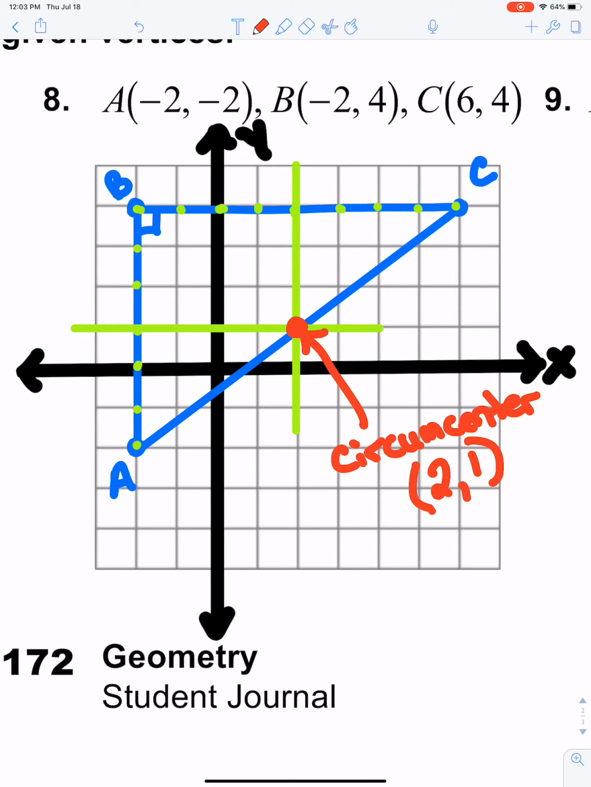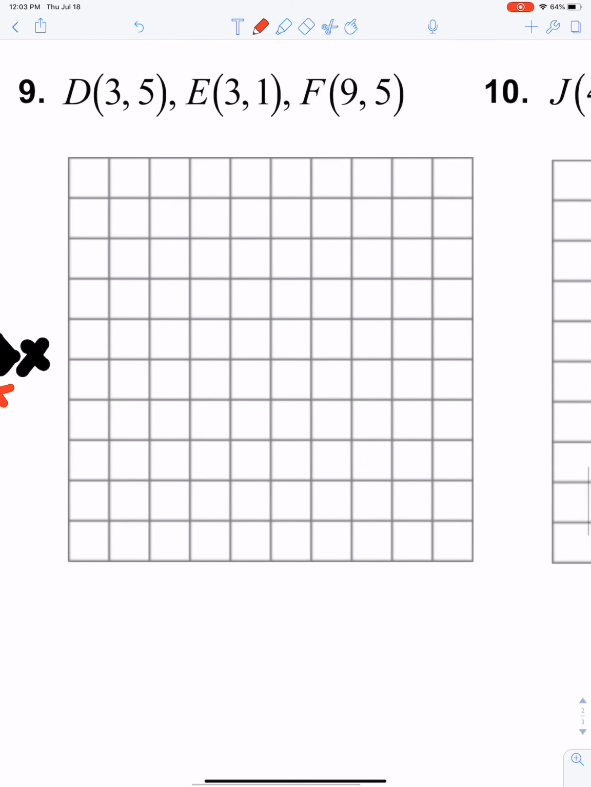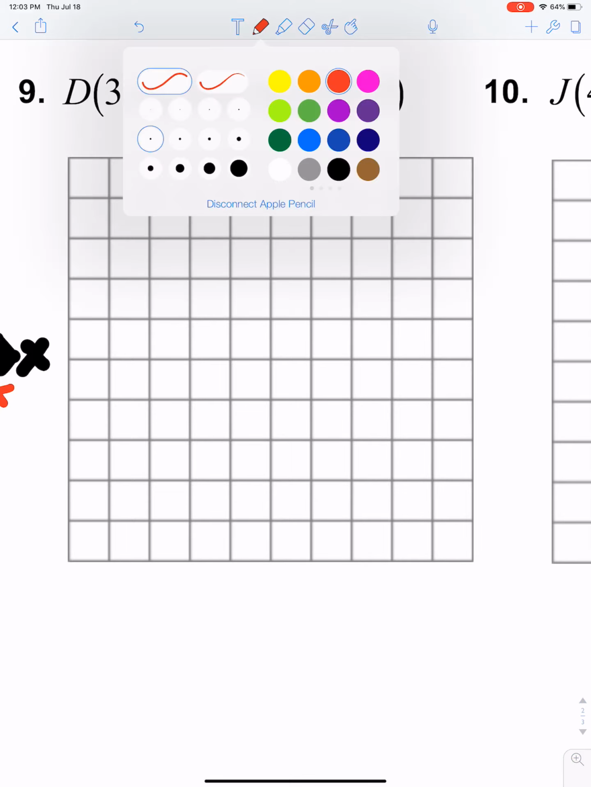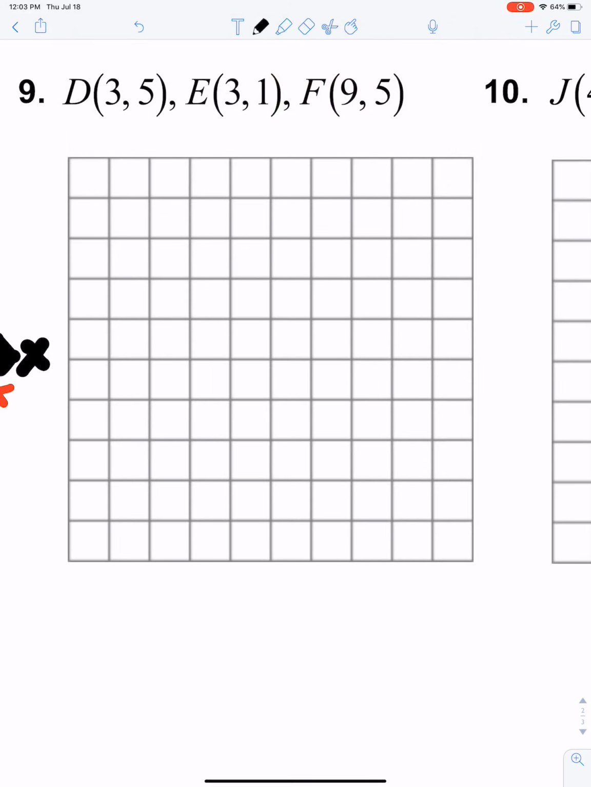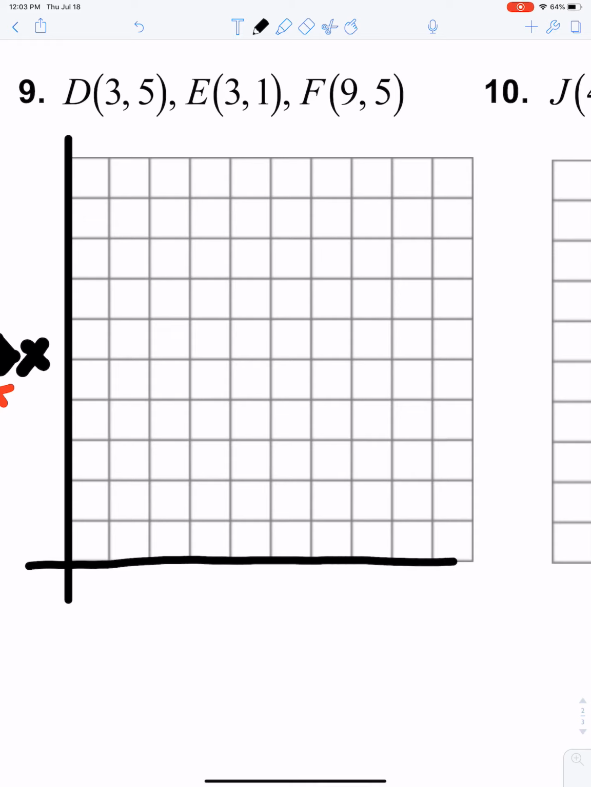All right. Let's try number 9. If you're feeling comfortable, feel free at any time to try it on your own. There is no need to wait for me if you feel like you've got this. So number 9, all of our numbers are positive, so I'm just going to create the first quadrant. I've created my x-axis and my y-axis.